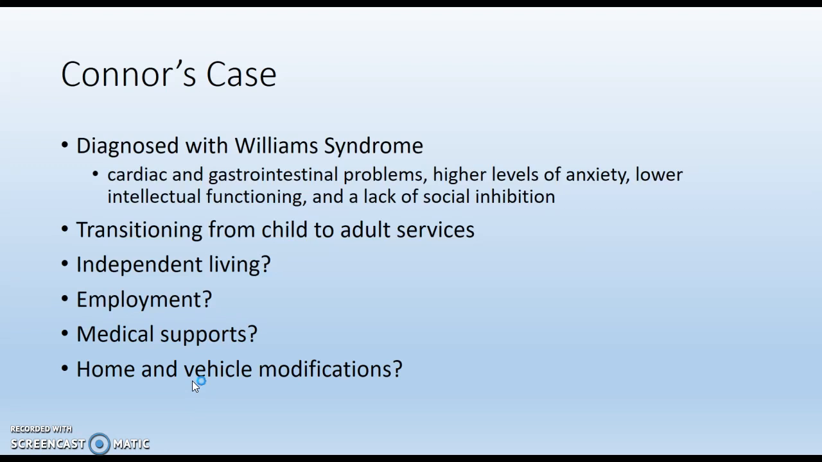So some of the challenges that come with that transition are, is this person going to be living independently? Are they going to continue living with a family member? Are they going to go into group housing or congregate housing? Are they going to get a job? Are they going to go into a sheltered workshop? Do they need maybe supportive employment? And then what sort of supports do they need inside of that employment environment? Does that person need medical supports? For somebody with Williams syndrome, they might need some dietary things. They might also need home and vehicle modifications if they develop mobility issues.